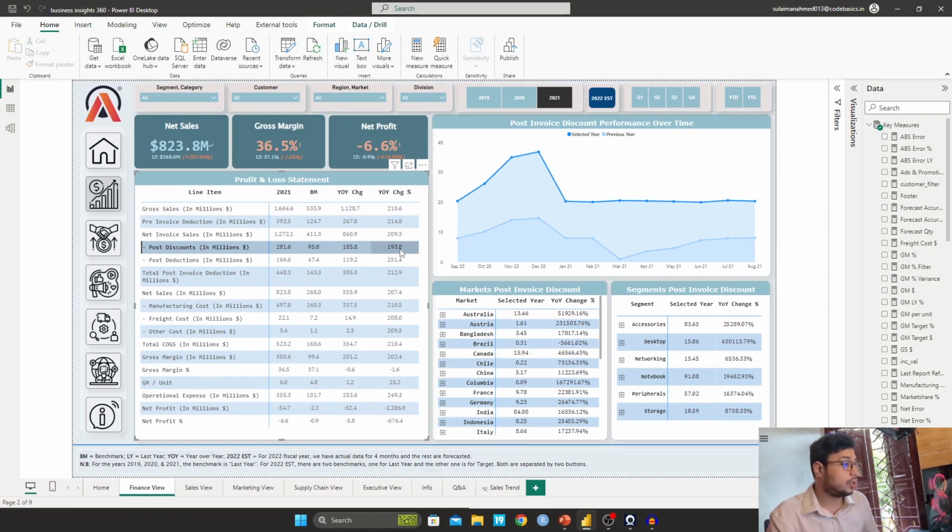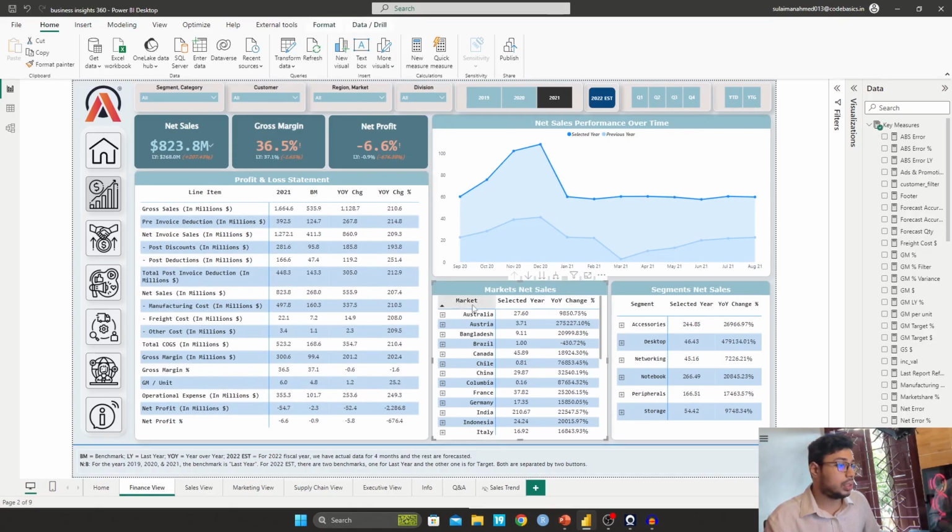The finance executive can also see how the markets are performing. If you click on gross sales, the market view will change for gross sales. Like in Australia, the gross sales for 2021 was 59 million US dollars, and year over year change is showing its previous year performance versus its current year performance.